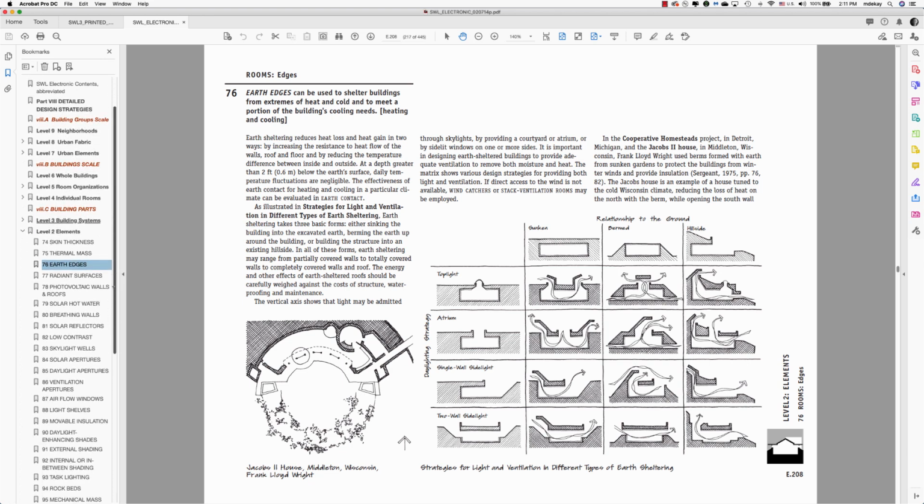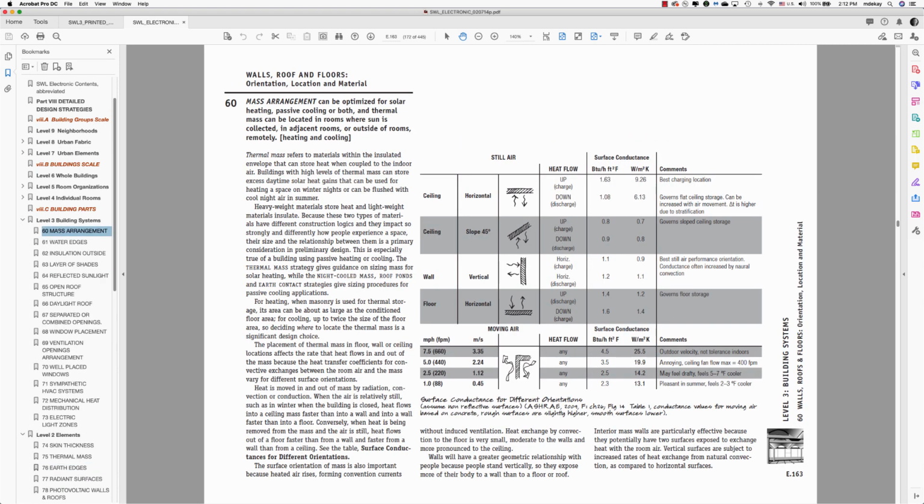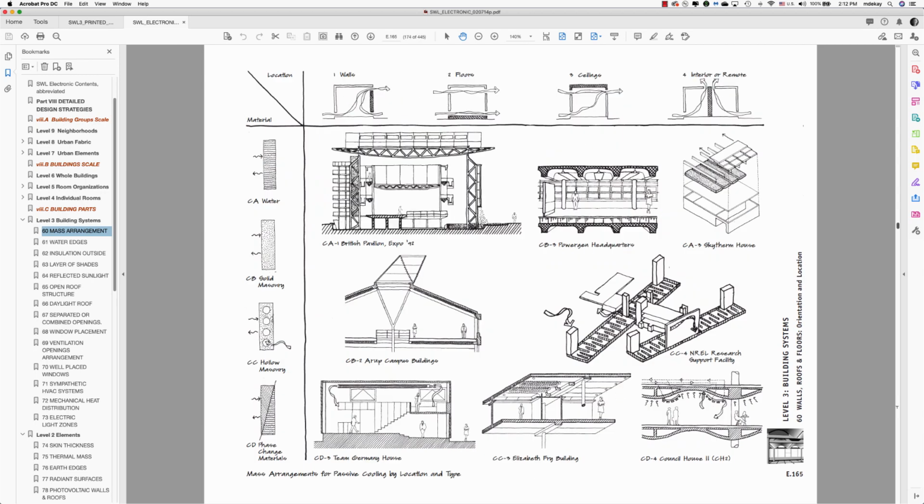So oftentimes one way to navigate is think about what you're designing. What are you trying to solve for? If I'm thinking about thermal mass, that's going to be an element. I'm going to size the thermal mass. If I'm thinking about how the thermal mass is organized, I'm going to go up to a larger scale and look at something like mass arrangement, for instance. That's going to be a question about where that mass goes and how it's built into the various systems of walls, floors, or roofs, etc.